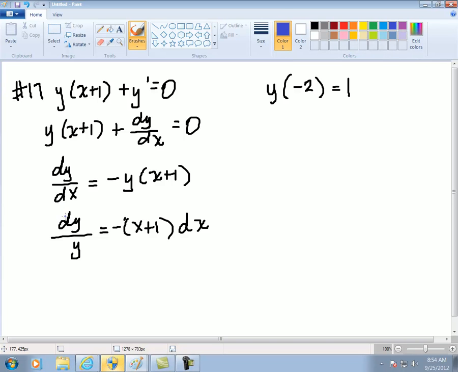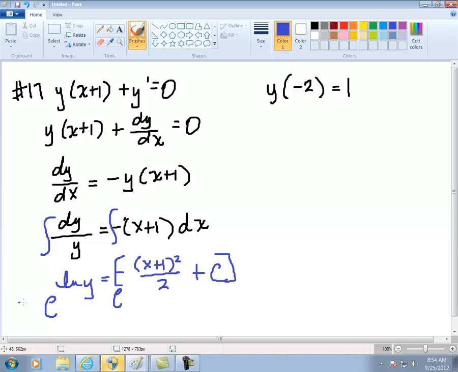I'm going to integrate the left-hand side and the right-hand side. Over here, the integral of 1 over y is just my natural log of y. Over here, when I integrate, I'm going to end up with -(x+1)^2 divided by 2, and then I have my constant. And now to get rid of my natural log, I'm just going to e both sides. Okay, e to the natural log of y just gives me y.